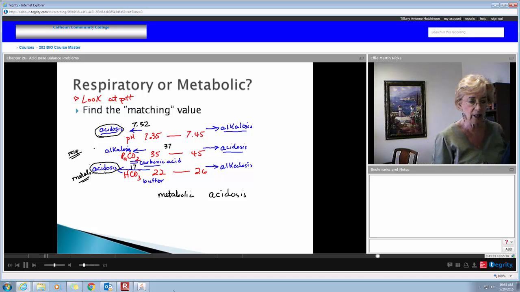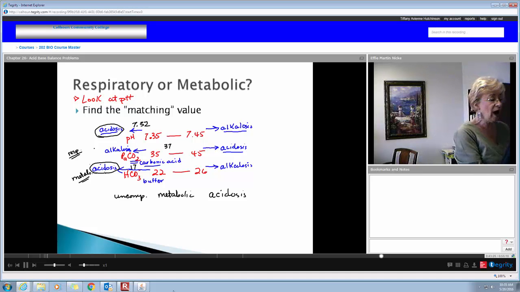Nurses, what do you know? Is it compensated or uncompensated? Well, pH is out of range, so what? Uncompensated. Metabolic acidosis. All right? Take a step further. Did the value that did not match, the opposite value, attempt to correct the problem?